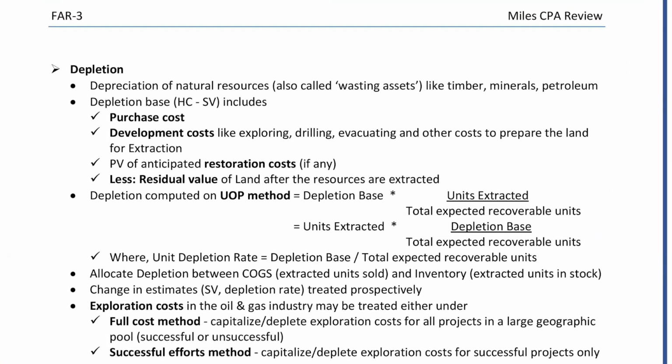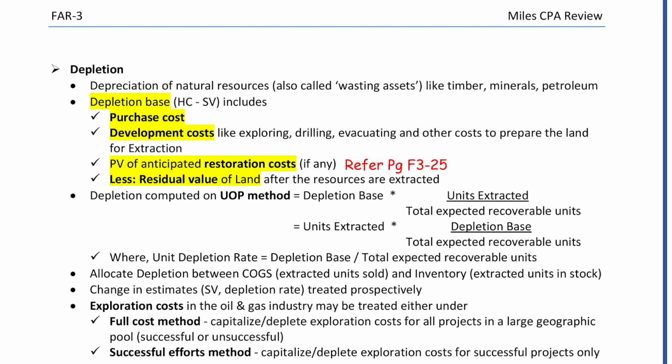We're looking at depletion. Highlight depletion base, which includes highlight purchase cost, development costs, present value of anticipated restoration costs, and from this highlight less residual value of land. Now, when we're looking at anticipated restoration costs, that's asset retirement obligations. And we're going to cover that in detail on page 25. So right there, refer page F3 25.